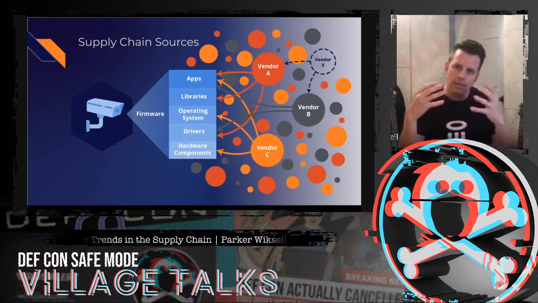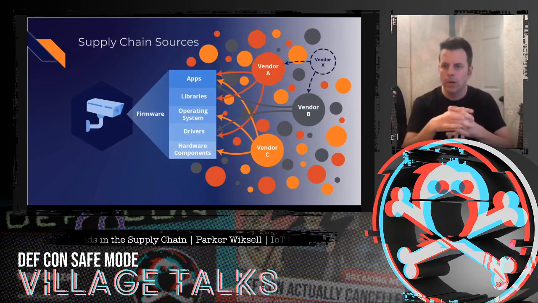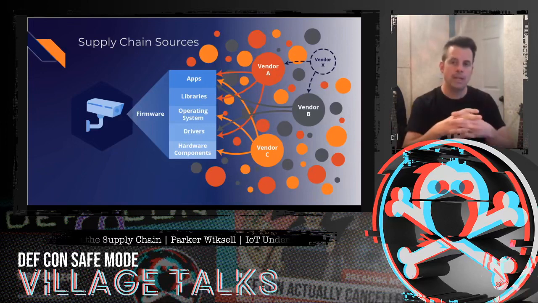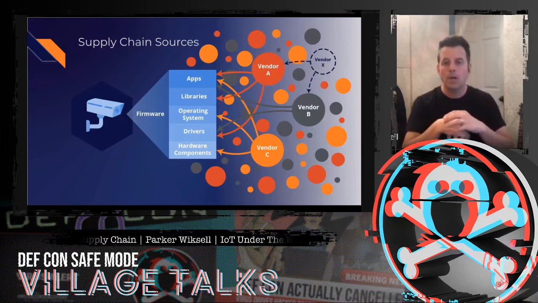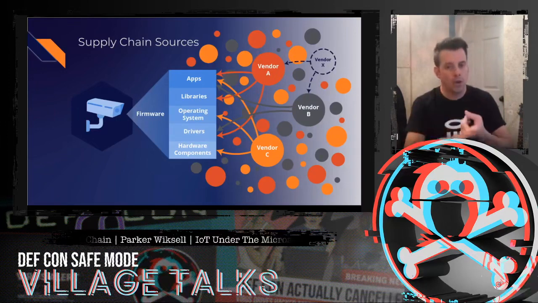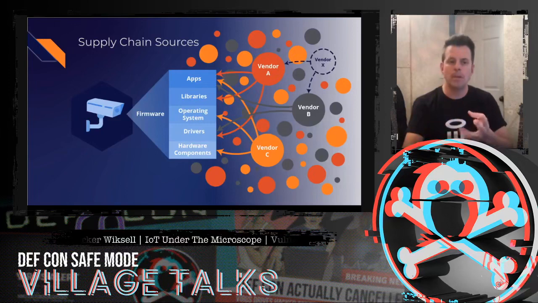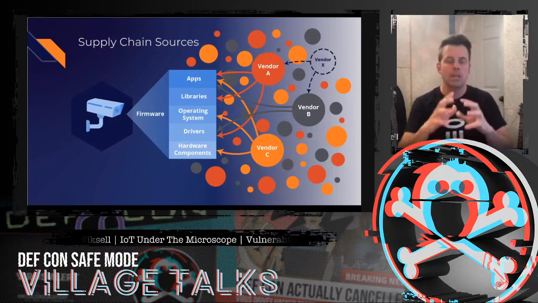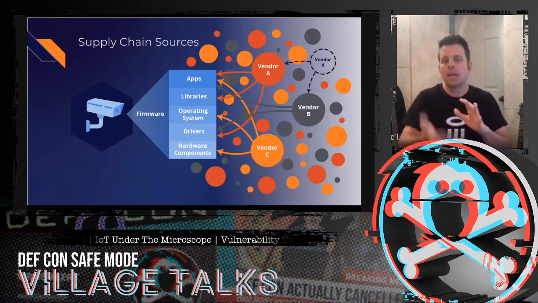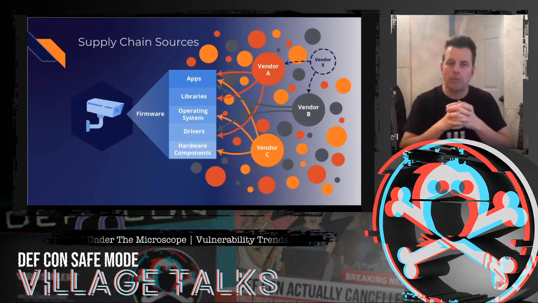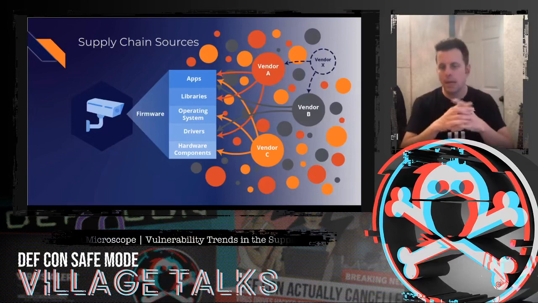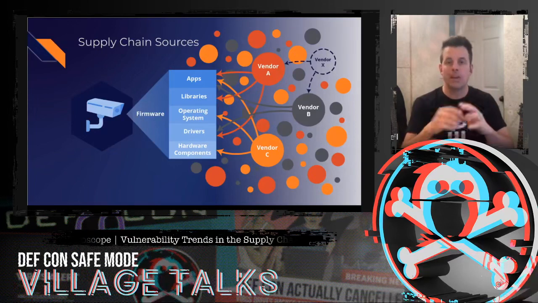So if you can take advantage of that or take over that product from a vulnerability standpoint, you've accessed a whole computer's worth of resources. You have hardware components that go in the thing. You have drivers that talk to this hardware, operating systems, libraries, apps, you name it. They're all just the same except they're called firmware. The problem is on a security camera like this or any kind of IoT device is you're going to have multiple vendors.